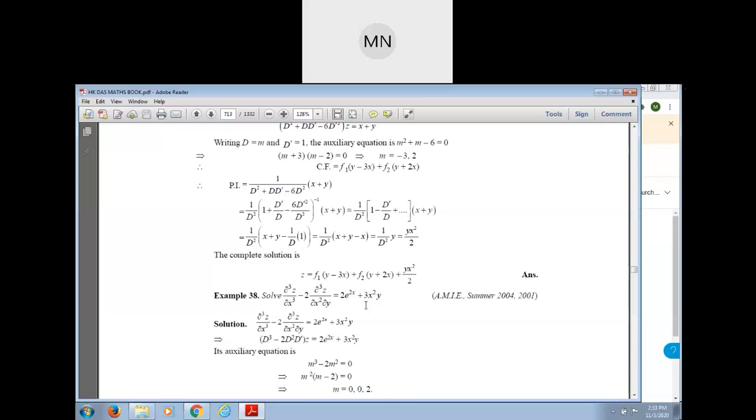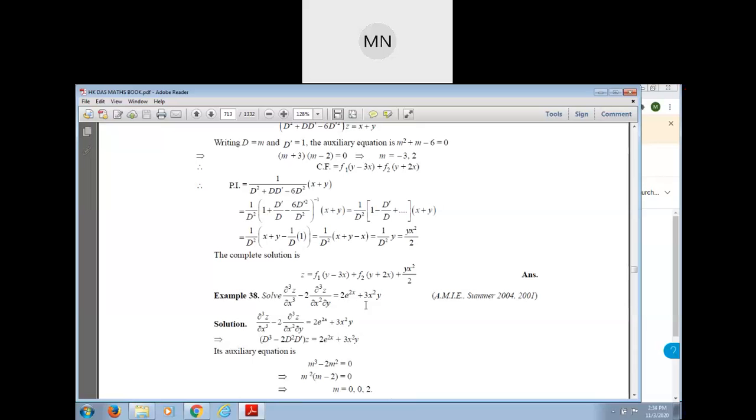First, you have to find CF and PI. How can we find the PI? Because these are given. See the f of xy. Tell me, f of xy is what? Exponential function. Yes. Twice e to the power twice x plus thrice x square y.